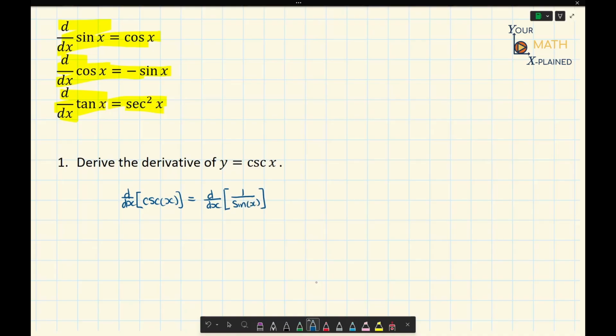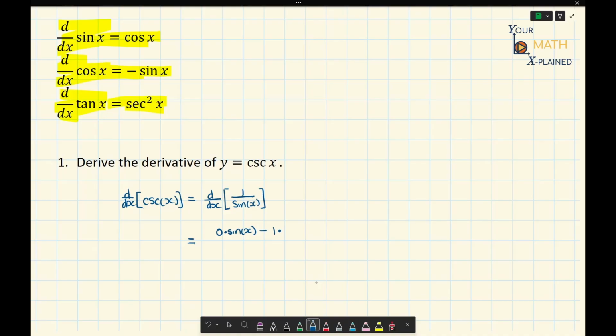And now, because we have a fraction, 1 over sine x, we can go ahead and use our quotient rule. So the quotient rule says this is going to be equal to the derivative of the top function. So derivative of 1 is just equal to 0, since derivative of all constants is equal to 0. So we have 0 times our bottom function, which is sine x, and then we subtract our top function, which is 1, multiplied by the derivative of our bottom function.